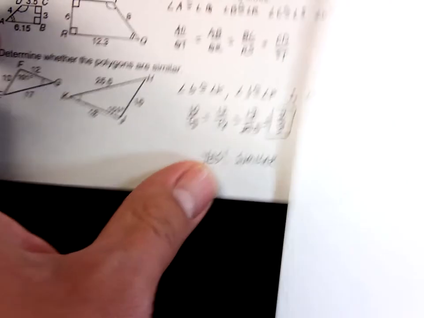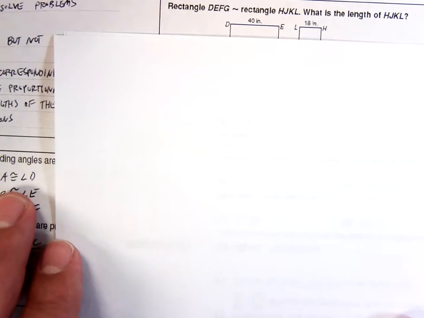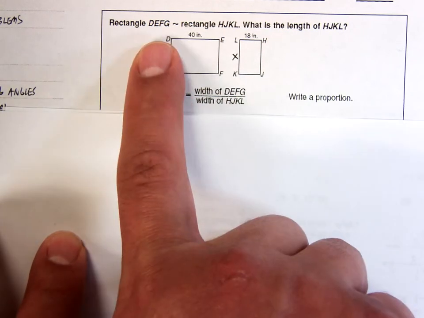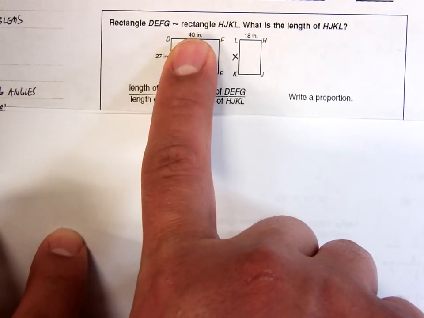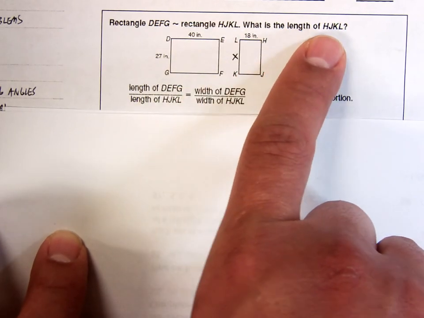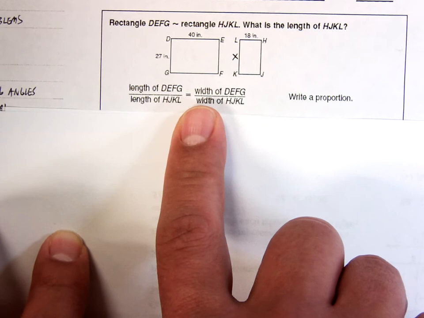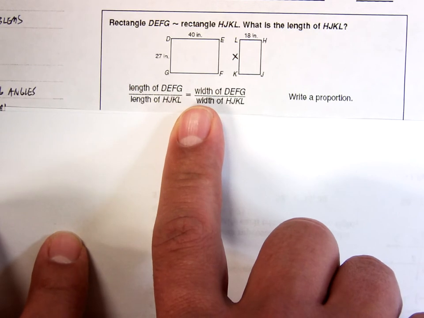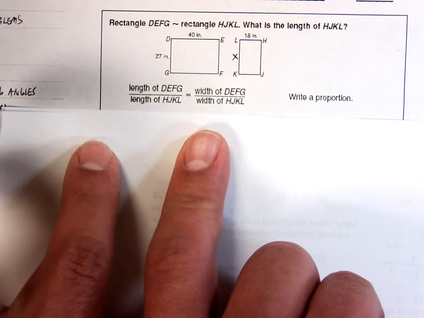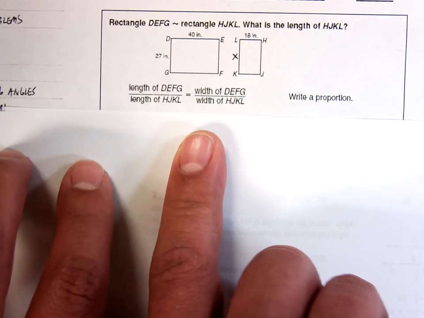Okay, let's do another example. Make sure I get this to show. Tells me rectangle DEFG is similar to rectangle HJKL. What is the length of HJKL? This is an easy way to do it. Set up a proportion and just keep yourself organized. There's different ways to set up your proportion. If you don't like doing it this way, you don't have to. This is an easy way to keep yourself organized.